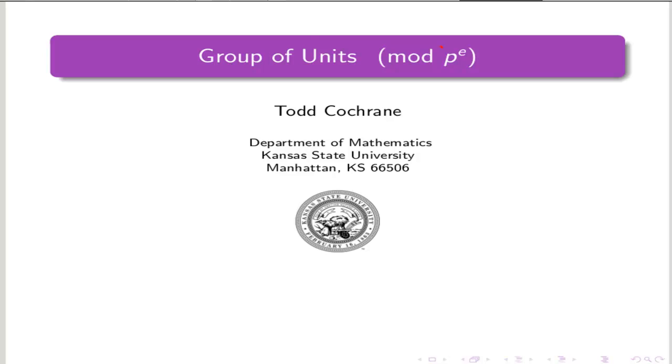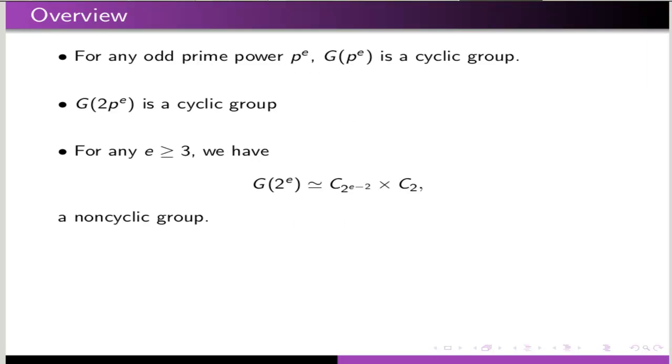So last time we saw that the group of units mod p was a cyclic group, and so we want to go on to study more general moduli. So it's natural to consider prime powers next, so mod p to the e. And as an overview of what we're going to do, we're going to show that for any odd prime power, the group of units mod p to the e is always a cyclic group again.